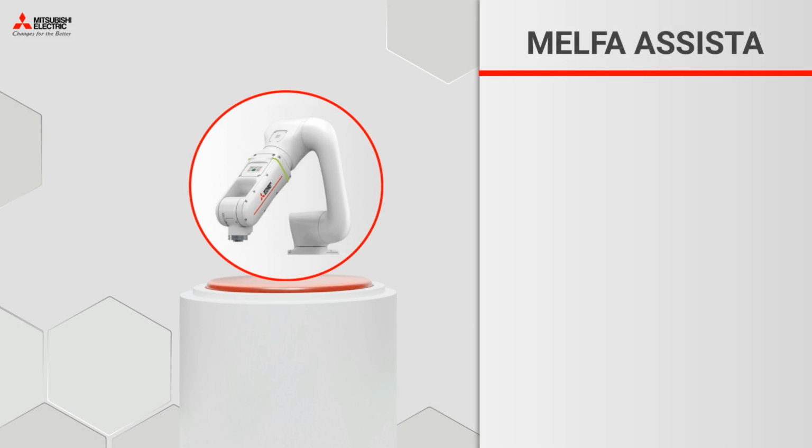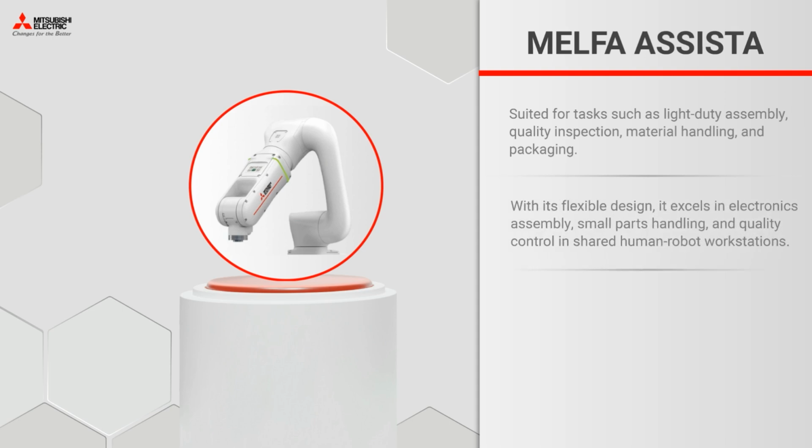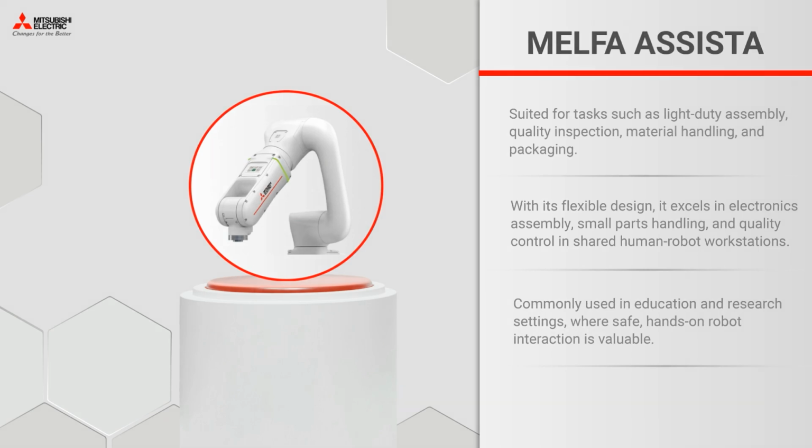The Melfa Assista is Mitsubishi Electric's collaborative robot, designed to work safely alongside human operators without requiring physical barriers. This 6-axis articulated robot combines precision with advanced safety features like force-limiting sensors, enabling safe human-robot interaction in shared workspaces. Its intuitive programming interface and user-friendly setup make it highly adaptable for various collaborative applications.